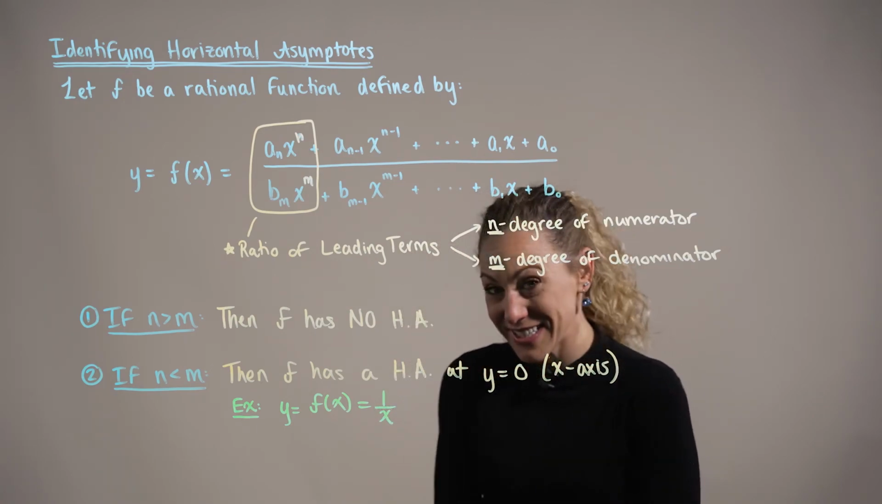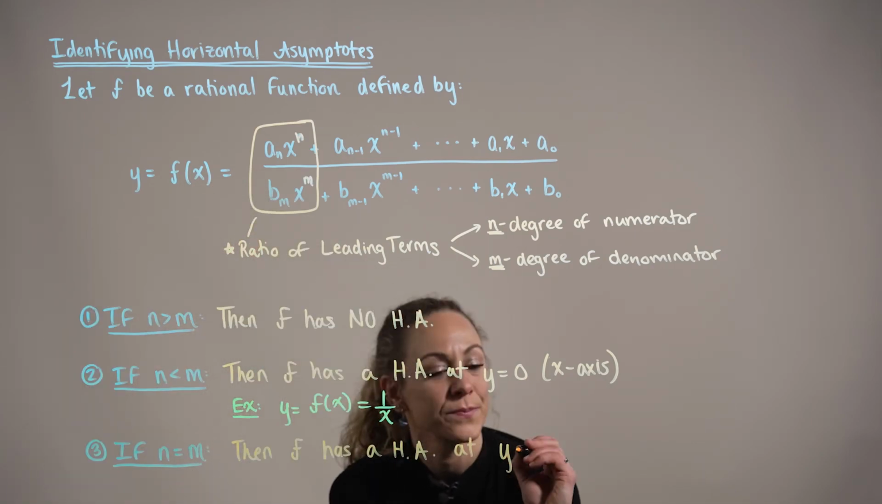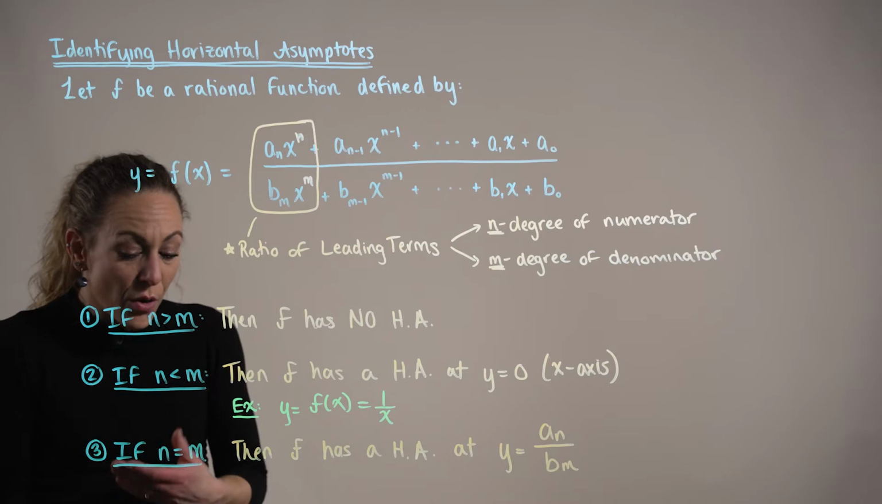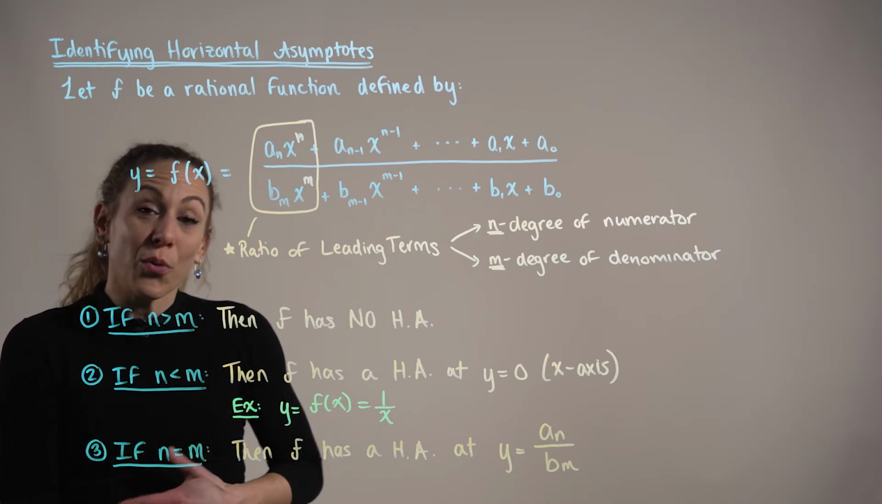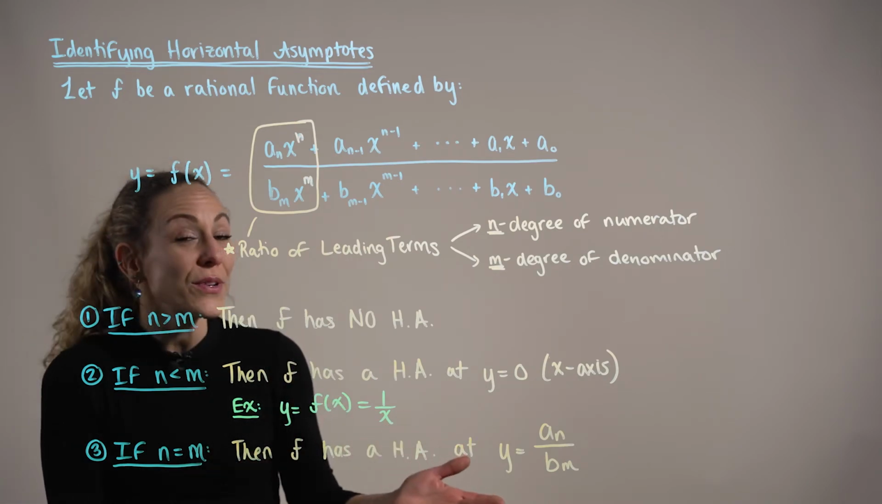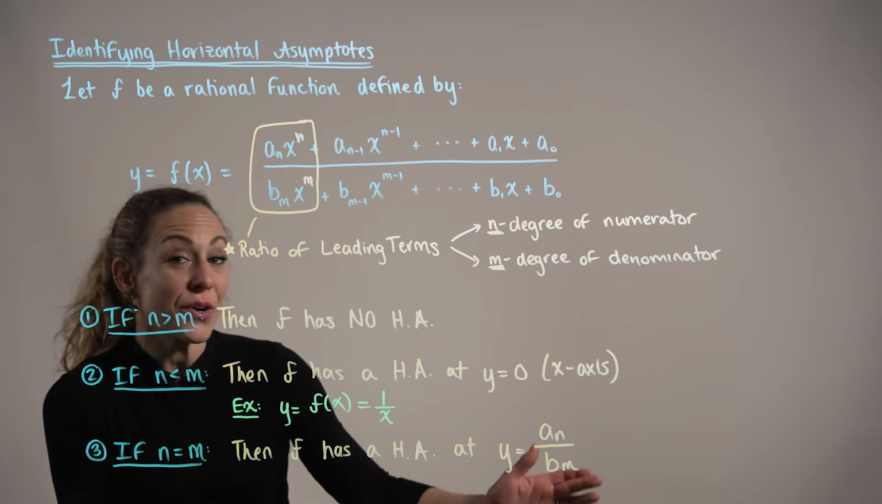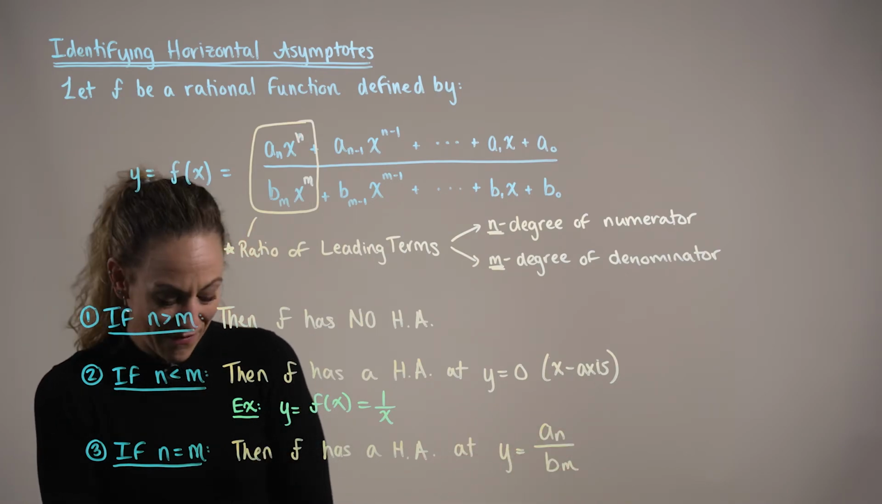And last but not least, case 3. So in case 3, when the degree in the numerator is equal to the degree in the denominator, we can conclude that our rational function is going to have a horizontal asymptote at the ratio of the leading terms. So this is going to produce a constant value.